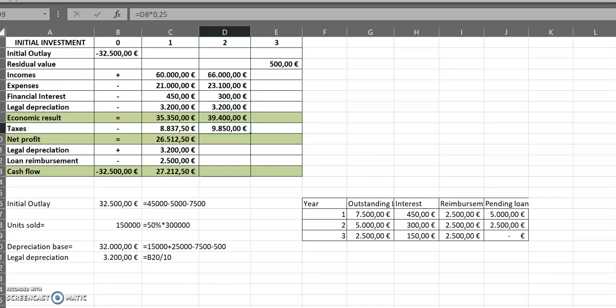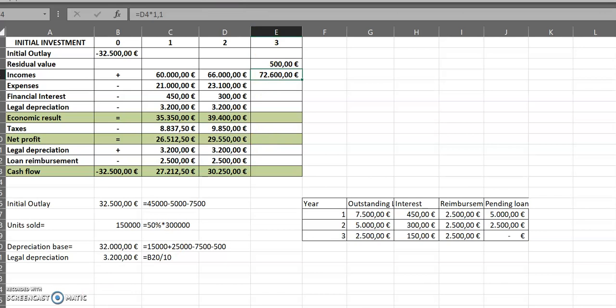Again, taxes are 25%, so we can get net profit. And now we need to add legal depreciation minus loan reimbursement. And in this case, loan reimbursement is the reimbursement of the second year of the loan. Okay, and with all that, we can calculate the cash flow. And finally, we have year number 3, which is the last one in our case, because this investment only lasts 3 years. And we calculate incomes again, and we have an increase over the second year, which means we have 66,000 plus 10% of the 66,000, because it says we have an increase of 10% every year.